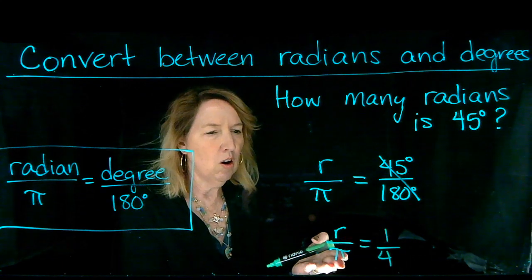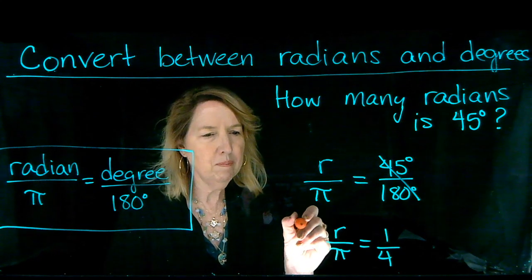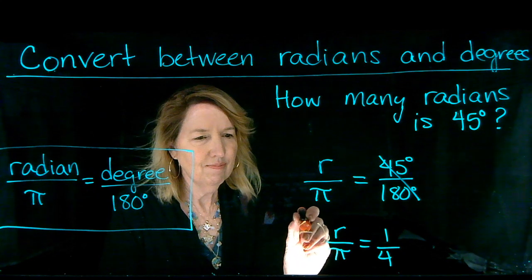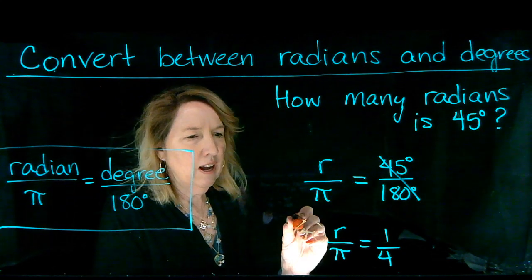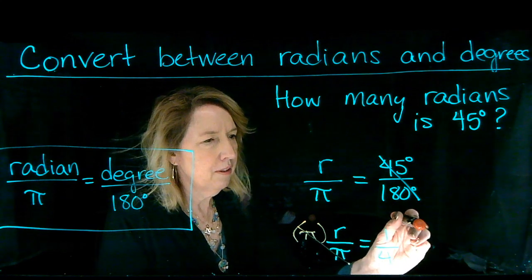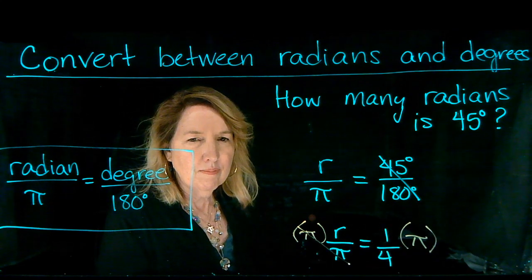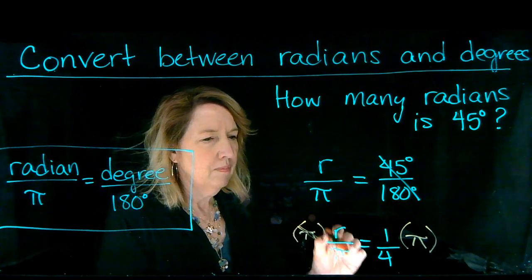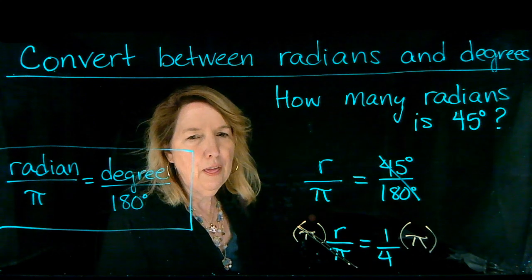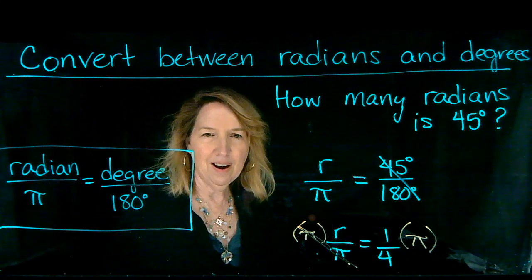And working to get r by itself, you can multiply by pi. That allows you to cancel pi. What you do to one side, you must do to the other. So r is equal to pi over 4. That is how many radians 45 degrees is. Pi over 4.